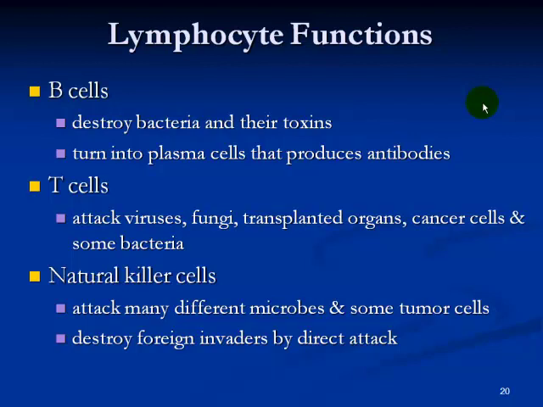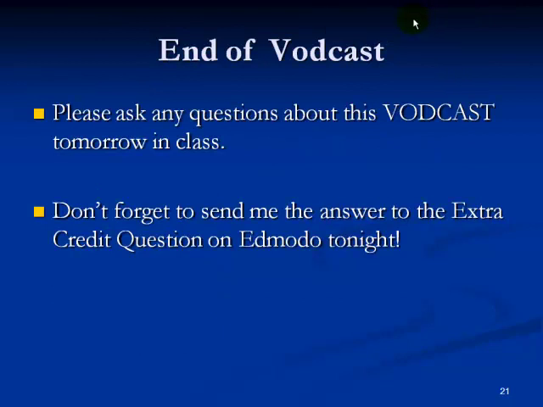The third kind of lymphocyte is the natural killer cells, and these attack many different microbes and some tumor cells. They destroy foreign invaders by direct attack, and sometimes these are also involved in the destruction of beta cells in your pancreas.